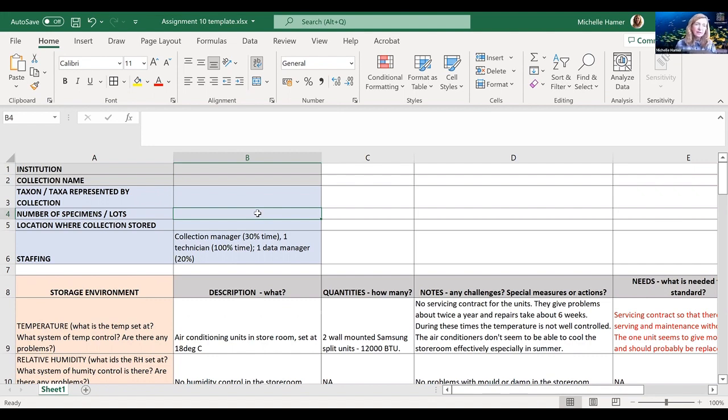It's different if you work with vertebrates and you've got one bottle, but you've got 10 frogs in it, and each frog is from a different place with different locality data. Then you might need to separate them. And so it might be a little bit difficult there. You can make a note of that kind of thing.